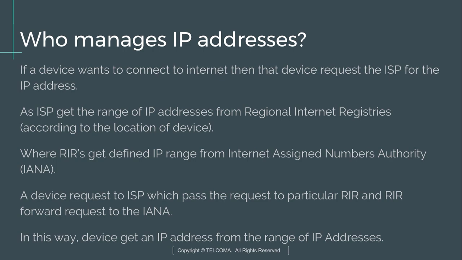So as a device requests, it first goes to the ISP, which passes the request to the particular RIR, and the RIR forwards the request to the IANA. In this way, the request flows in the network. So in this way, the device gets an IP address from the range of the IP addresses.